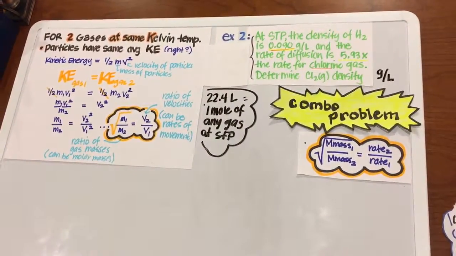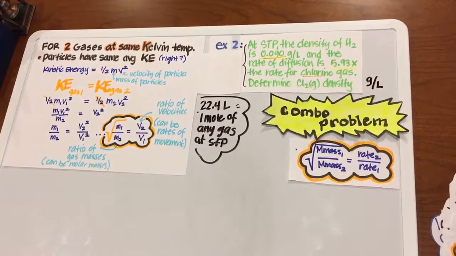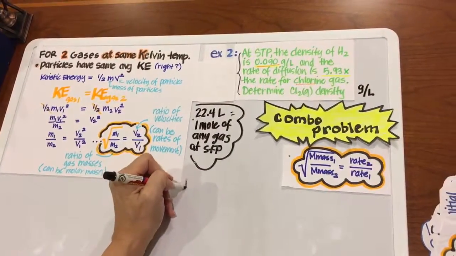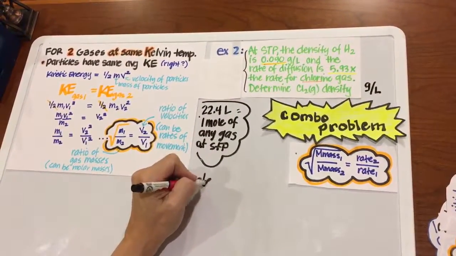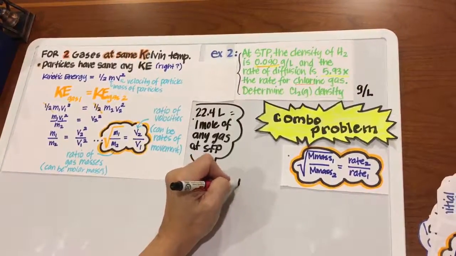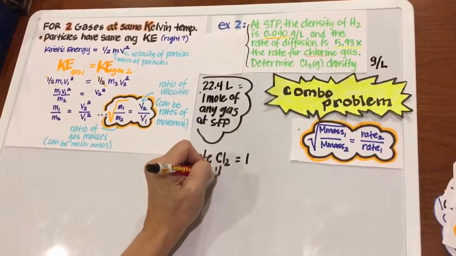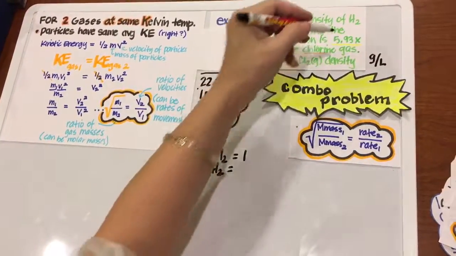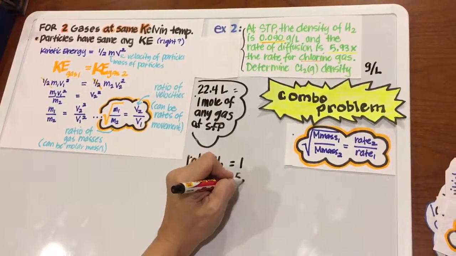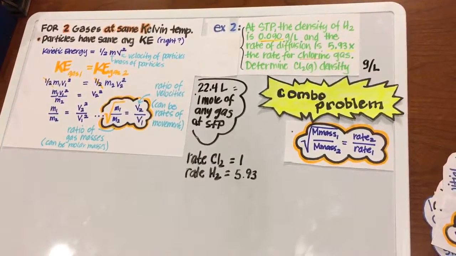So in order for me to solve this problem, I'm going to need some rates. And I have information for rates. So I'm going to set the rate for the diffusion of chlorine to be equal to 1. Then the rate for hydrogen will be 5.93 times that. So I can set that to 5.93. Great, I've got those two numbers.